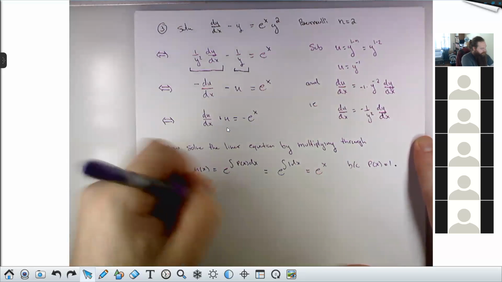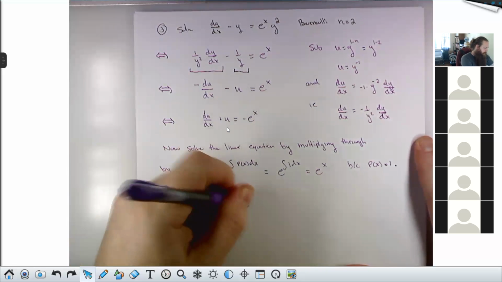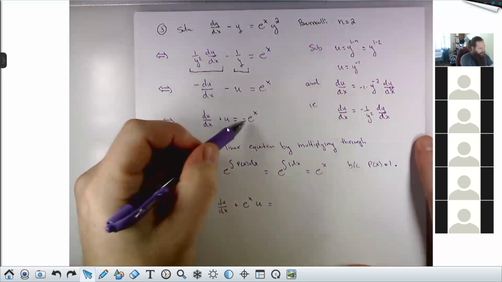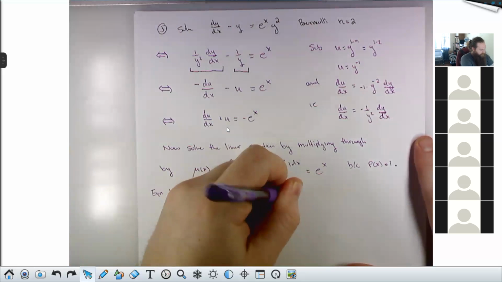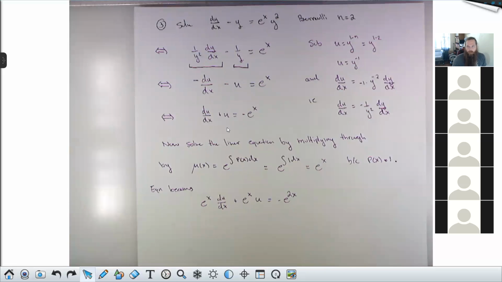e to the x times du dx plus e to the x times u equals negative e to the x times positive e to the x, which is negative e to the 2x, right? E to the x times e to the x. That's e to the x plus x, if you want to think of it that way, or it's e to the x all squared, which is the same as e to the 2x, whatever algebra rule helps you with multiplying like bases.